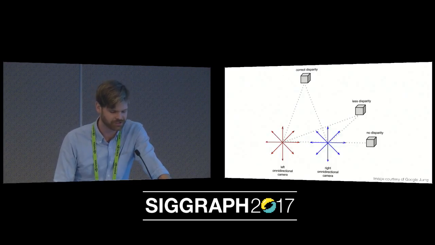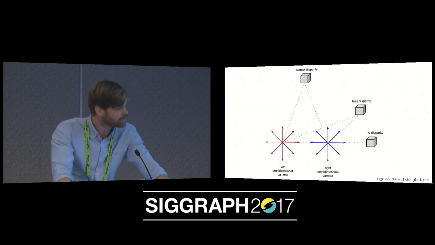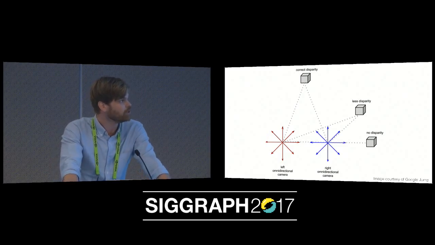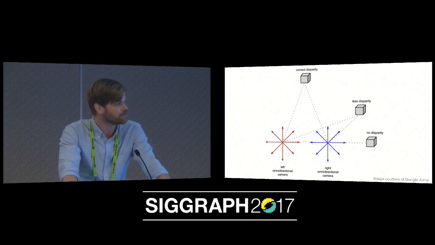So a slightly better illustration is presented here, again an image from Google, where if we look along an axis orthogonal to the line generated along these two centers of projection, we end up having correct disparity, but as we go closer and closer to that line connecting the two centers of projection, we end up having no disparity.